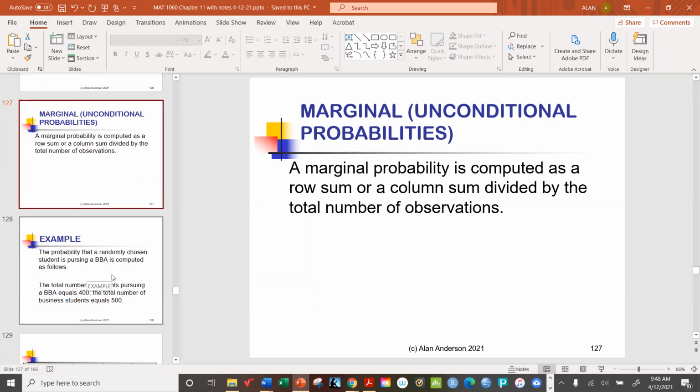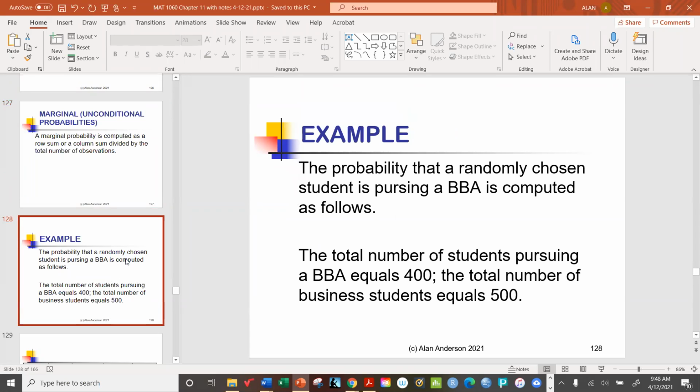So once again, suppose we reach into the student body and randomly choose somebody for the cover of the alumni magazine. And this time, I just want to know, what's the probability that this student I've chosen is getting their bachelor's degree? I don't care what their major is. I just want to know if they're getting a bachelor's degree or not.